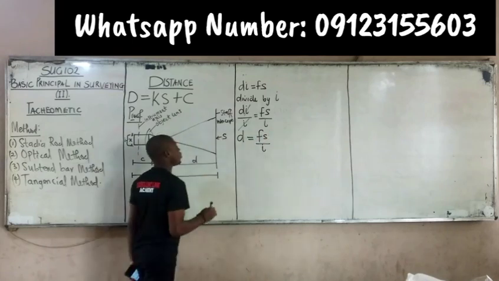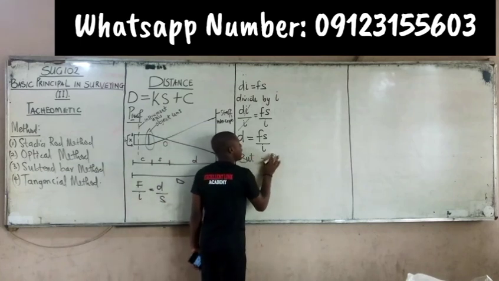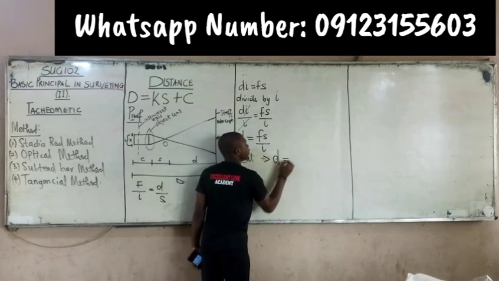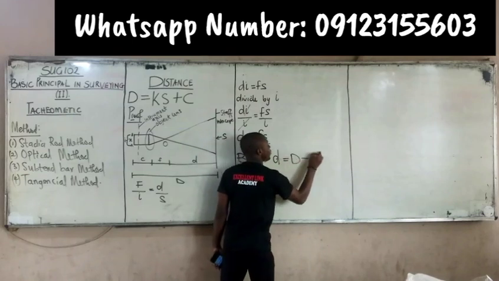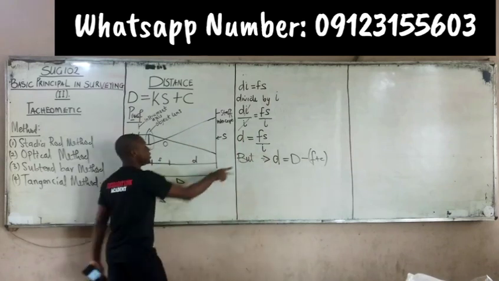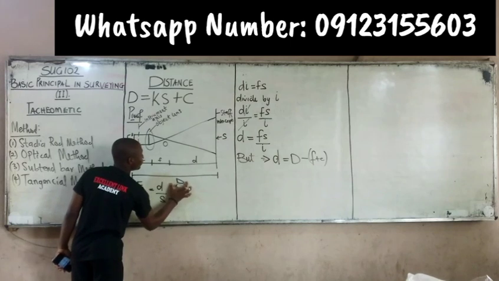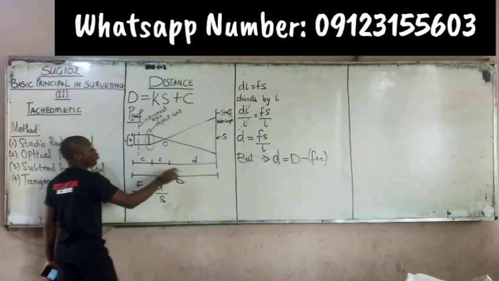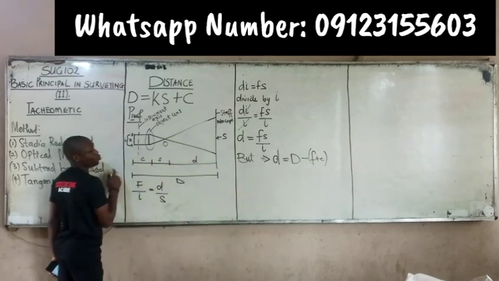But when it comes to tacheometry, D, small letter d, is equivalent to what? Capital D minus F plus C. Note that small d can be gotten from the subtraction of capital D from the sum of these two. So we said capital D minus the positive of these two, so we can get d from it.